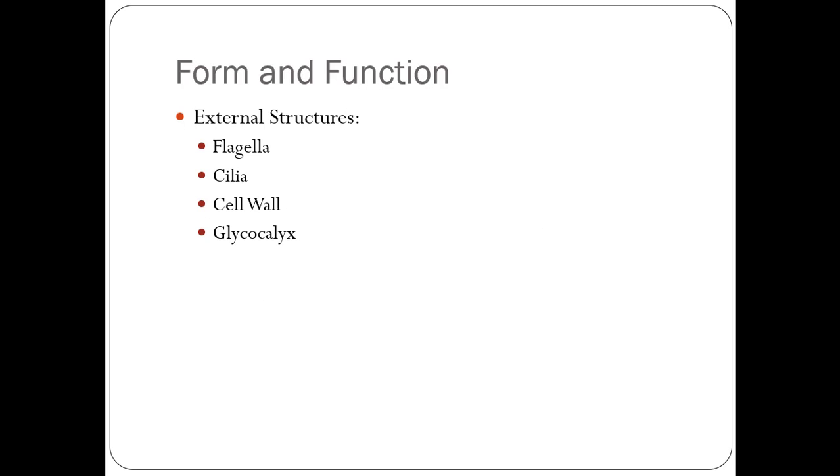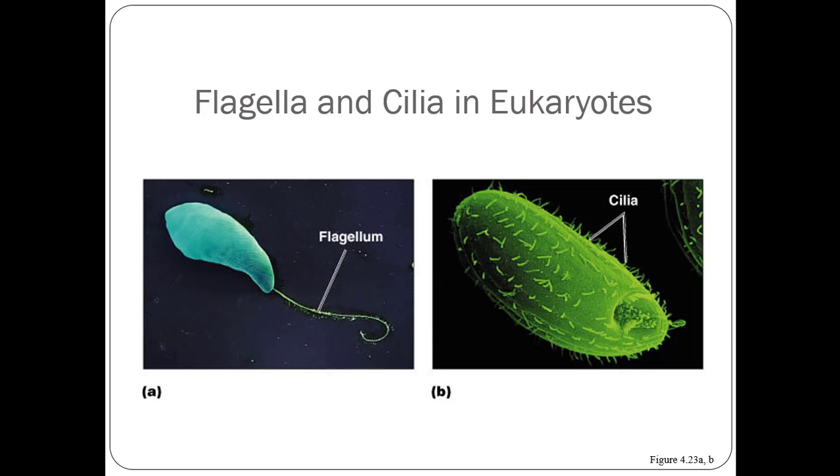The form and function, some of the external structures of a eukaryotic cell: we have flagella on some types of cell, as well as cilia, cell wall, and a glycocalyx. And here's some pictures of that. A flagellum here, and some cilia.